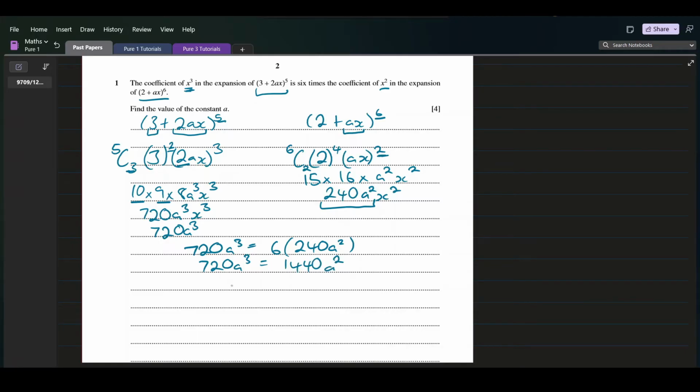And we want a, so we're going to divide both sides by 720a squared. So a is equal to 1440a squared over 720a squared. So a would be equal to 1440 divided by 720, which is 2. And so our final answer would be a is equal to 2.